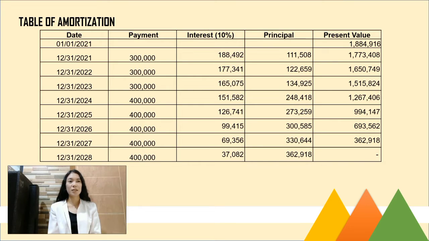So, for us to get the principal naman, we have to deduct the interest sa ating payment. So, ang ating interest na nakuha kanina ay 188,492. Ililess natin siya sa 300,000. So, ang answer will be 111,508. And that answer will be deducted naman sa 1,884,916 or yung lease liability natin at the beginning para makuha natin yung new amount of our lease liability.